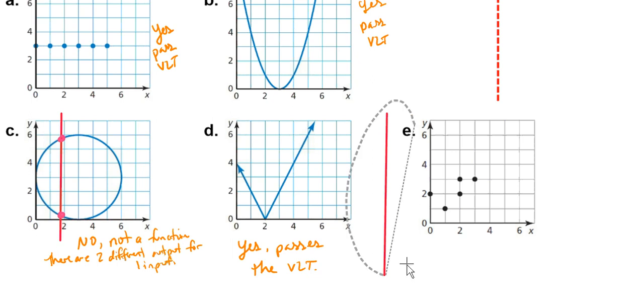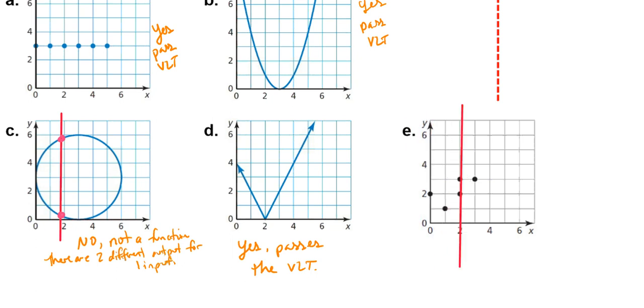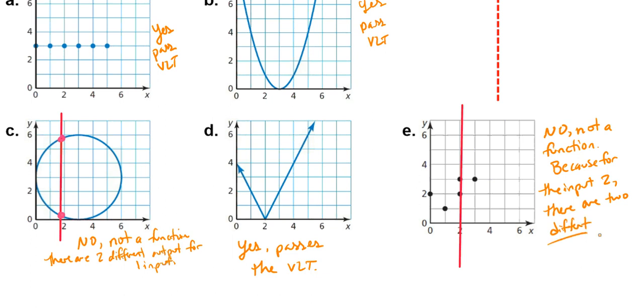Now let's take a look at our next function here. So here we can take our vertical line, and as we move it, we see that right here we run into a little bit of an issue, right? Because at the number 2, we see that it touches 2 times. So here that tells us that no, this is not a function because for the input 2, there are 2 different outputs because we can get a 2 and a 3, and so that's not right.